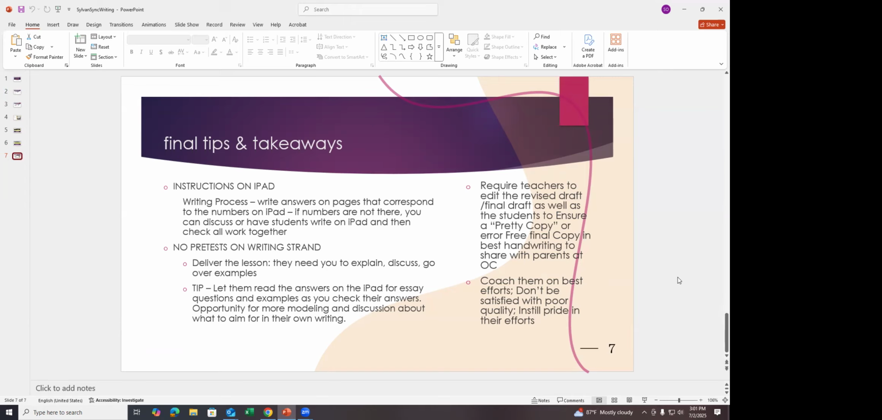And then you're going to do the mechanics as you have time. Deliver the lesson. You need to explain it to them, discuss it with them, and go over the answers. You can't do this the easy way. You have to be involved with this process.